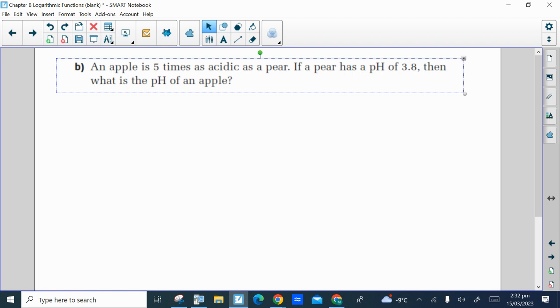So an apple is 5 times as acidic as a pear. Pear has a pH of 3.8. Then what is the pH of the apple?